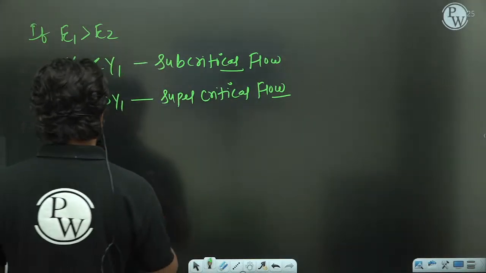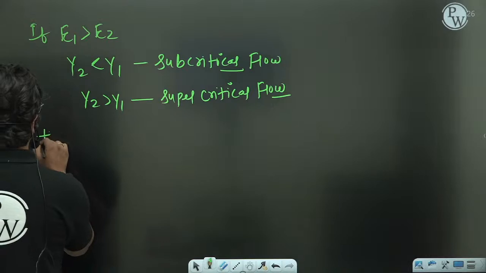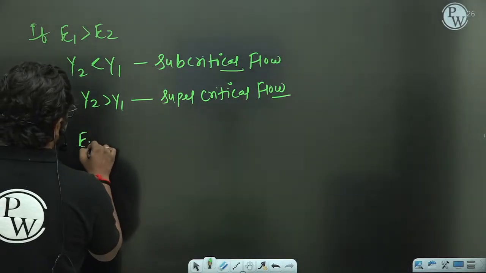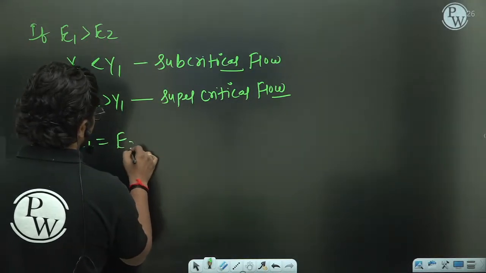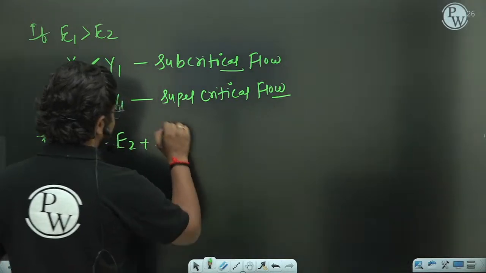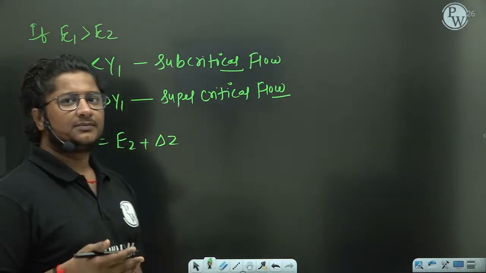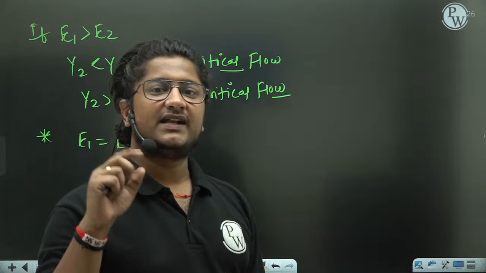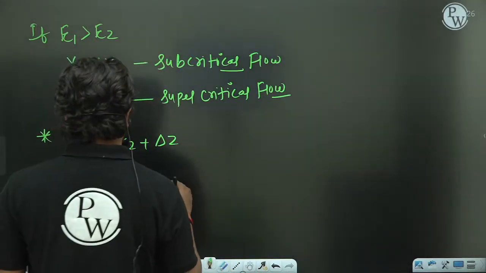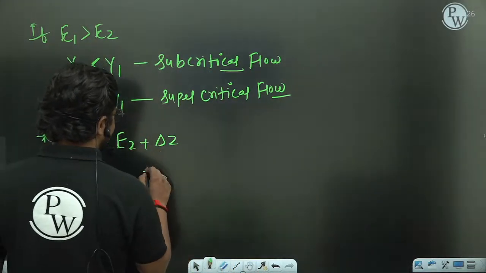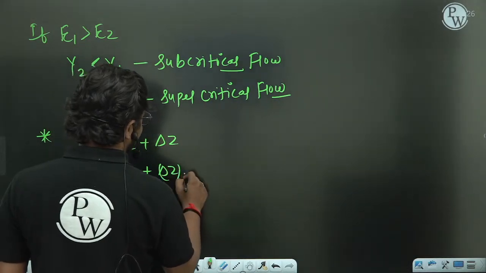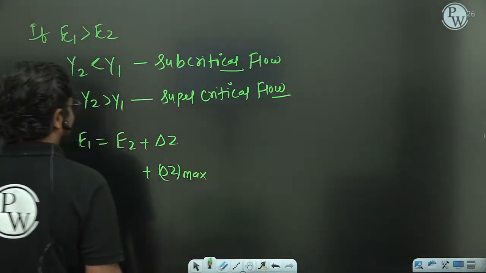Now look at the second concept which I am telling you. As you can see, I have written the equation E1 is equal to E2 plus delta Z. Now what I am doing here is increasing this delta Z value. Let us say I increase it up to something like delta Z maximum. So in that case, what will happen?